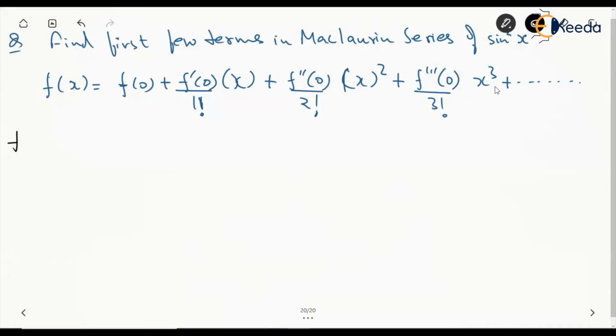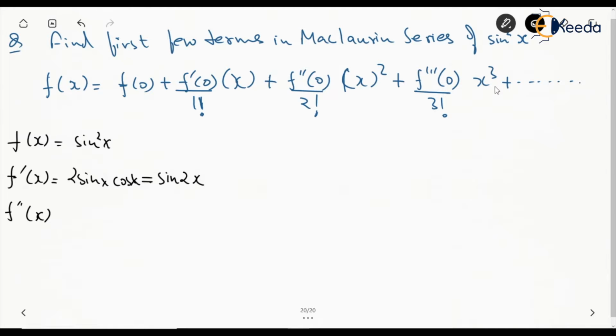This f of x is sine square x. f dash of x is 2 sine x cos x, and this can also be given as sine 2x. This will make it easier for the further differentiation. So f double dash x for sine 2x will give you 2 cos 2x. Third derivative, minus 4 sine 2x.